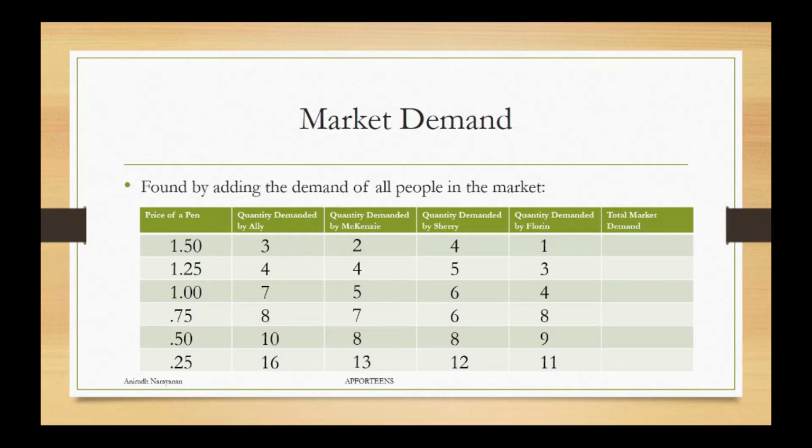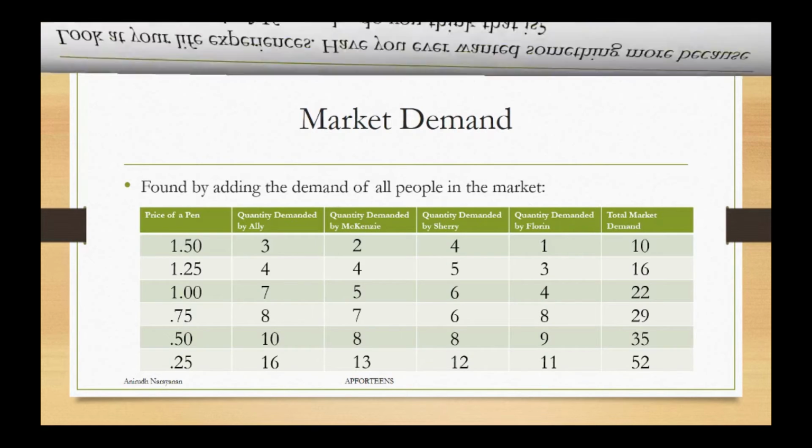Now, the total market demand is when you add up the total demanded for each person. So when $1.50 is the price, Allie's going to buy 3, Mackenzie buys 2, Sherry buys 4, Florin buys 1. That gets you a grand total of 10 pens. And then as you can see, when you add up the remaining rows, you get the total market demanded. And you can see it's increasing as the price drops. And that's market demand. That's demand in general.